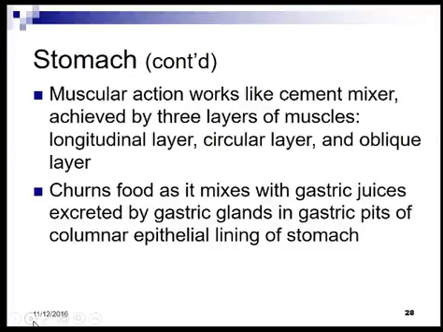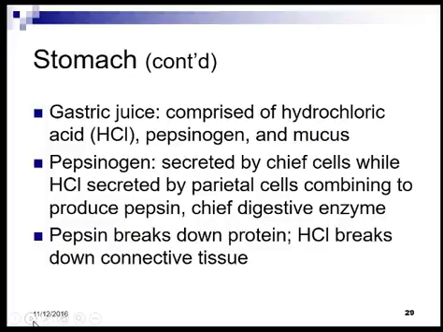The muscular action works like a cement mixer, achieving it by 3 layers of muscles. We have a longitudinal layer, a circular layer, and an oblique layer. So they're pushing and pulling in different ways. It churns the food as it mixes it with the gastric juices, excreted by the gastric glands and the gastric pits of the columnar epithelial lining of the stomach. These secretions include gastric juice, which is comprised of hydrochloric acid, or HCl, pepsinogen, and mucus.